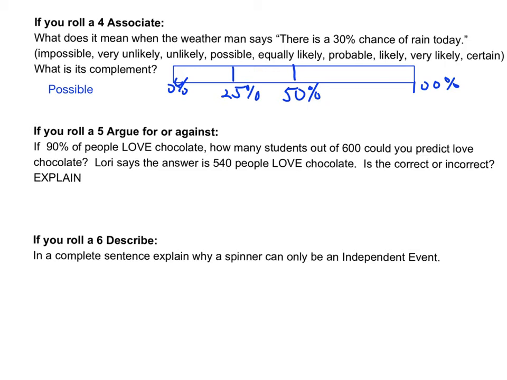Now the second question is, what is its complement? Remember, they complement each other, meaning they make each other whole. Meaning if they're decimals, they're going to add up to 1. If it's a fraction, they're going to add up to 1. If it's a percent, the whole is 100%. So the complement is 70%.